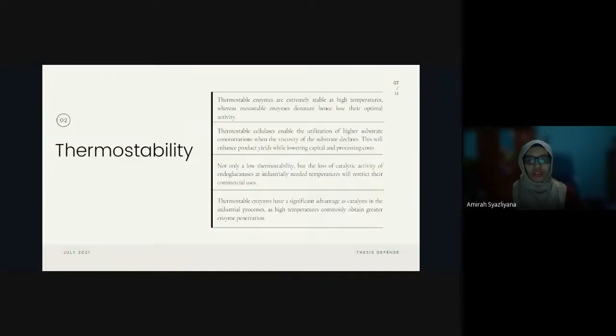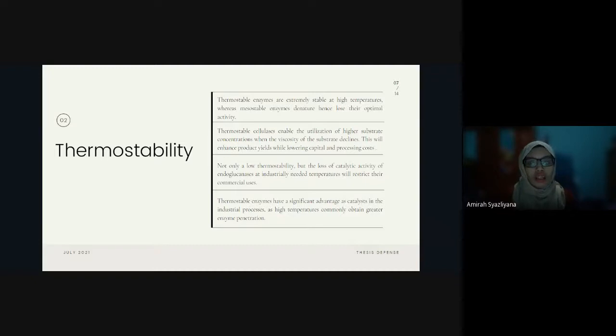Moving on to the thermostability of the endoglucanase. Thermostable enzymes are extremely stable at high temperatures, whereas mesostable enzymes denature, hence lose their optimal activity. Furthermore, thermostable cellulases will enable the utilization of higher substrate concentration when the viscosity of the substrate declines. As a result, this will enhance product yields while lowering capital and processing costs.